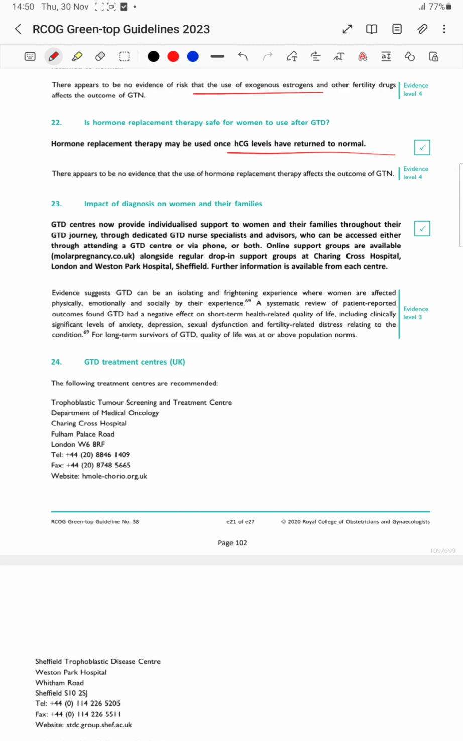So, the impact of the diagnosis on women and their families. The GTD centers now provide individualized support to women and their families throughout their GTD journey, through a dedicated GTD nurse, specialists and advisors who can assess through attending a GTD center or via phone or both. Online support groups are available, alongside the regular drop-in support group at Charing Cross Hospital London and the Weston Park Hospital in Sheffield, and further information is available from each center.